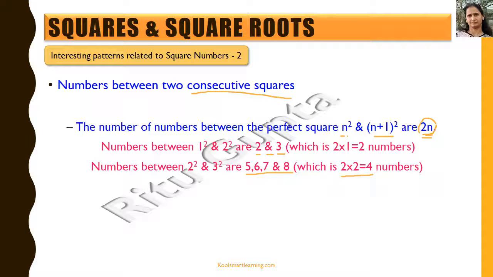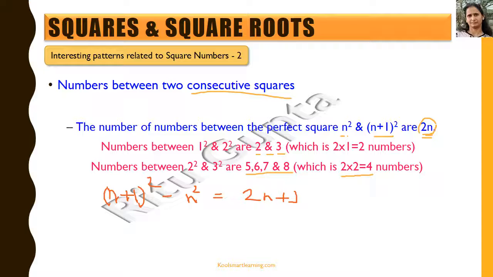So how do we reach this conclusion? We can simply do this. We use an identity: we want to find the numbers present between n square and n plus 1 square. So we subtract n plus 1 whole square minus n square. What do we get by subtracting? 2n plus 1. We simply use the identity a square minus b square, which becomes a minus b into a plus b, and that becomes 2n plus 1.